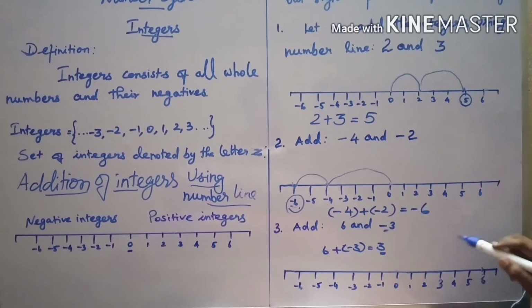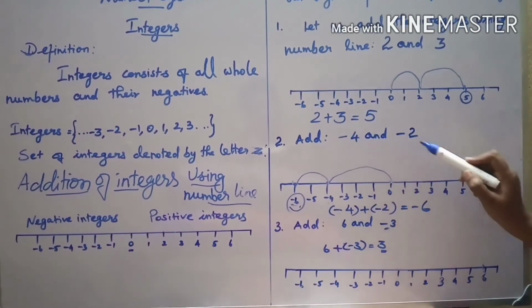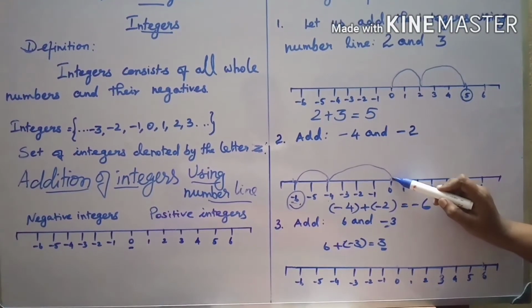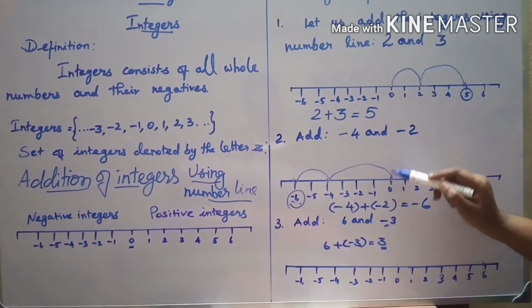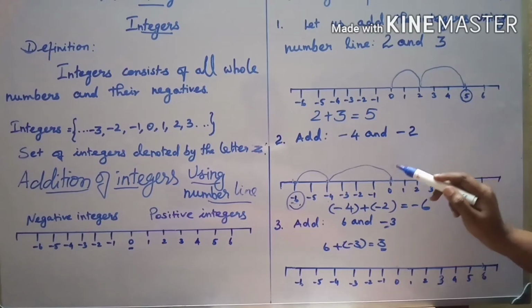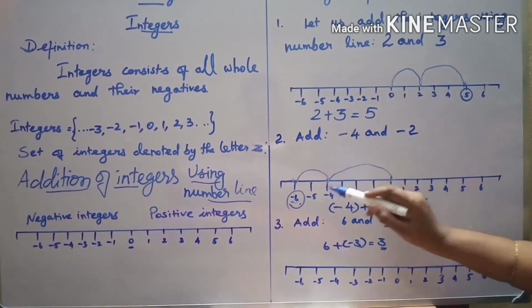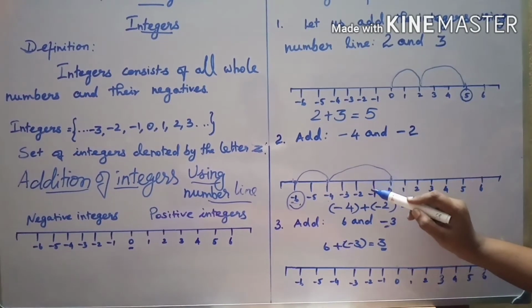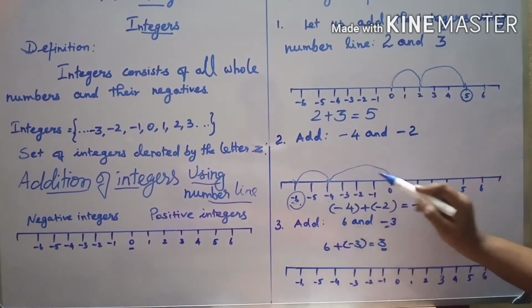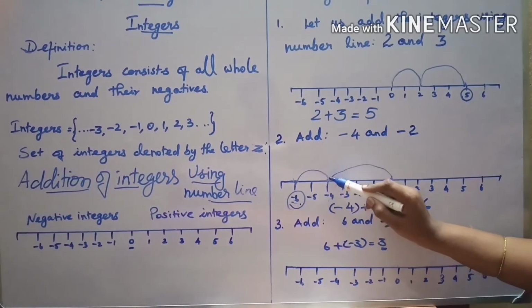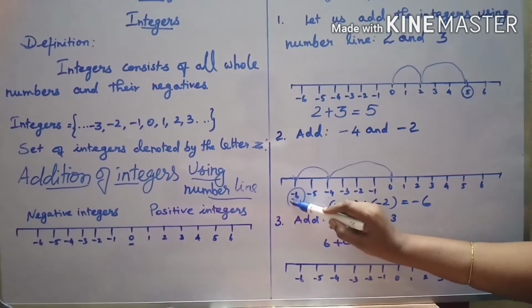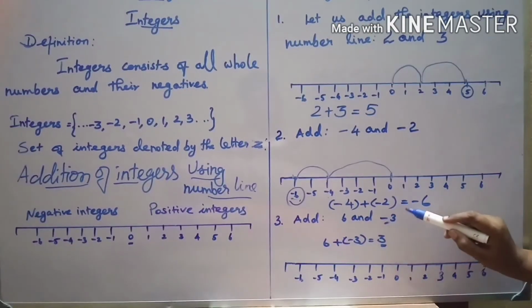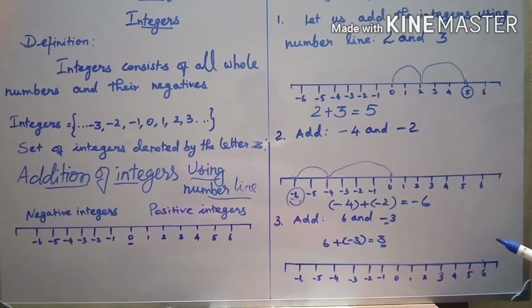Yes, again I'll repeat. Here I have two negative numbers. Start from 0. Both are negative numbers, so move backward. From 0, move 4 steps backward to reach minus 4. Then from here, 2 steps backward to reach minus 6. So minus 4 plus minus 2 equals minus 6.